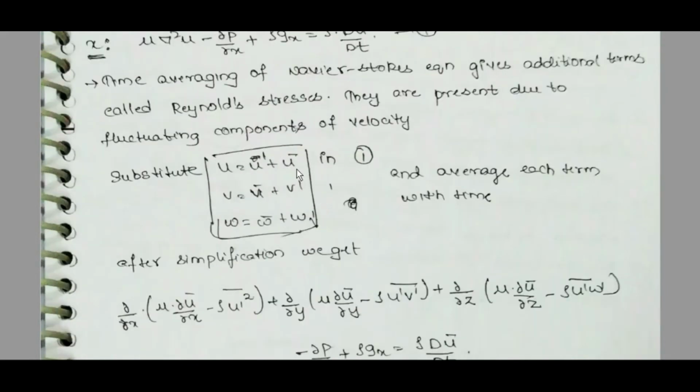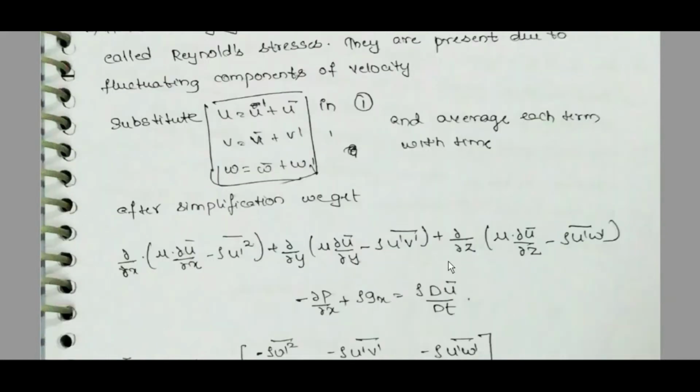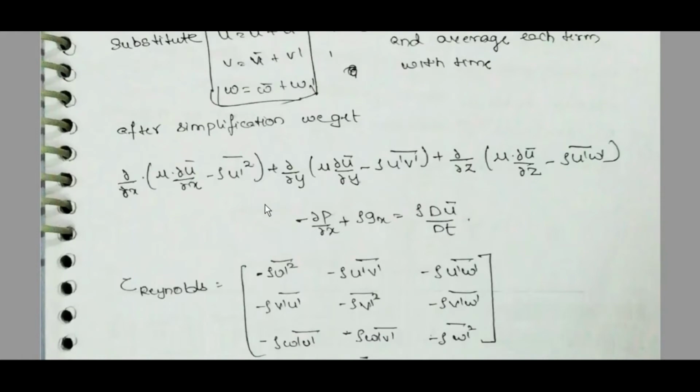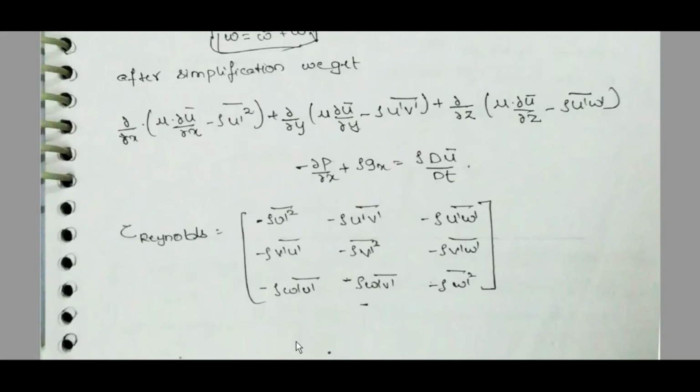Substitute u is equal to u prime plus u bar, v is equal to v prime plus v bar, and w is equal to w prime plus w bar, and average each term with respect to time. After simplification, we will get like this. Reynolds stress is equal to this matrix: minus rho u prime square bar, minus rho u prime v prime bar, minus rho u prime w prime bar; minus rho v prime u prime bar, minus rho v prime square bar, minus rho v prime w prime bar; minus rho w prime u prime bar, minus rho w prime v prime bar, minus rho w prime square bar.